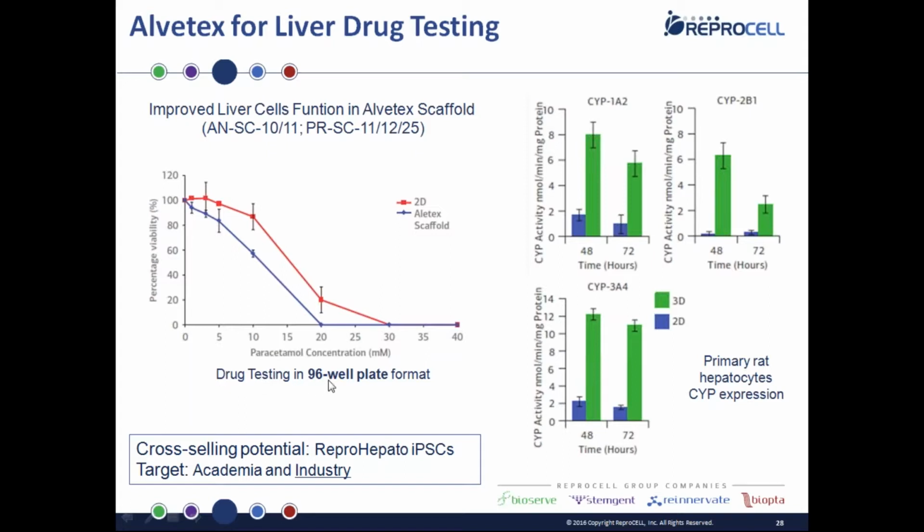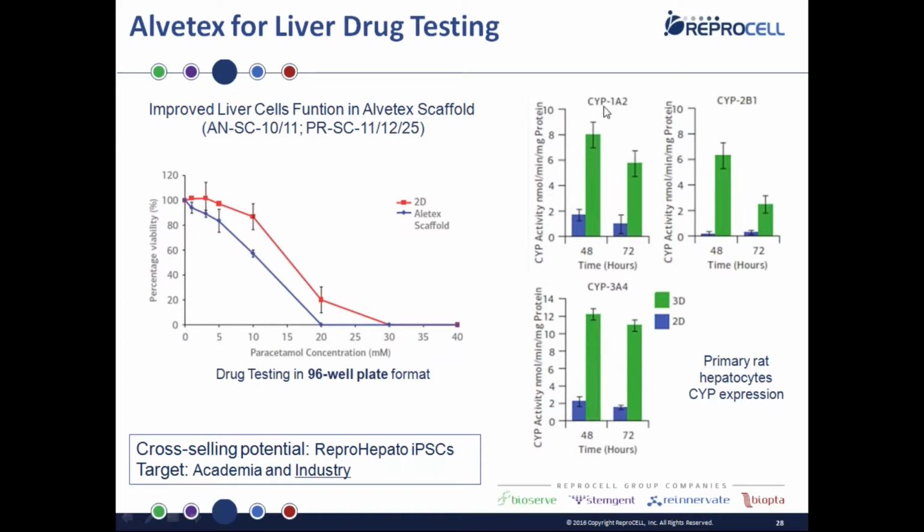And here we've developed a 96 well plate format, as mentioned before. And you can see here that when we've put paracetamol, which is a well-known drug to affect the liver, Alvetex scaffold also shows an increased sensitivity compared to 2D. So here is a drug where you could say, by having used three-dimensional culture, we know that this drug is going to affect the cell at a lower concentration than what we would have thought if it was 2D. And obviously this has very, very important implications for human safety.